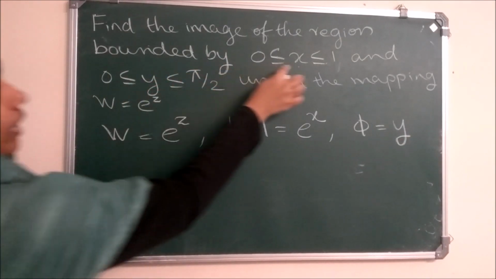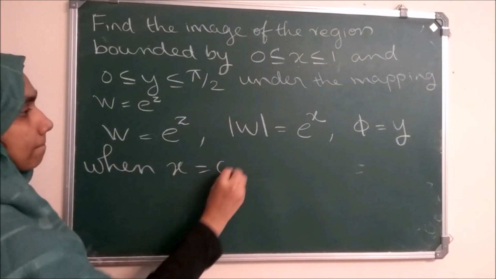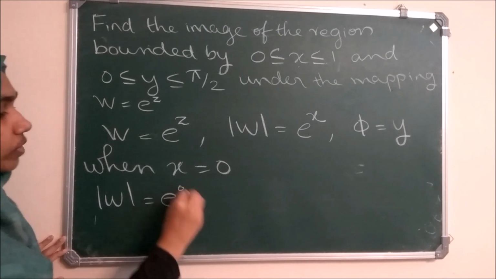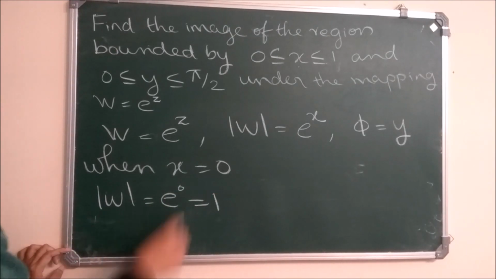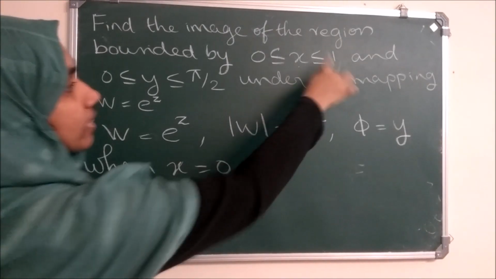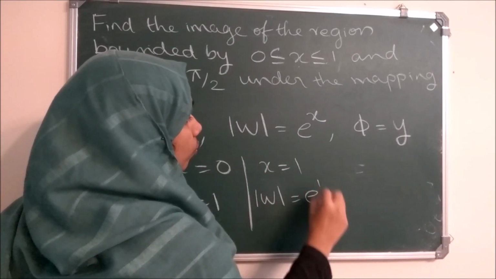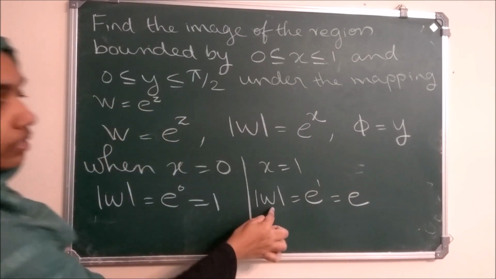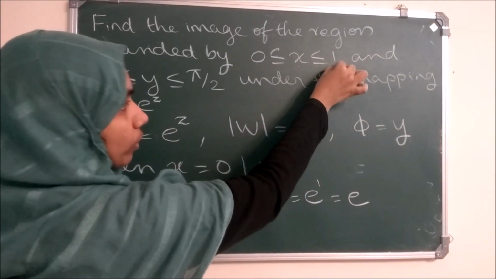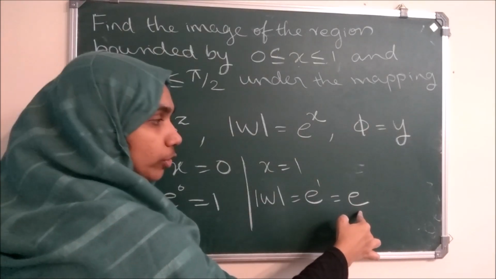Now first we can find this region when x is equal to 0. Modulus of w is equal to e raised to 0, which is equal to 1. That is, x equal to 0 is mapped onto a circle with a radius 1. Now for x equal to 1, modulus of w is equal to e raised to 1, which is equal to e, which is a circle with a radius equal to e. So the region between x equal to 0 and 1 will be the region bounded by modulus of w equal to 1 and modulus of w equal to e.